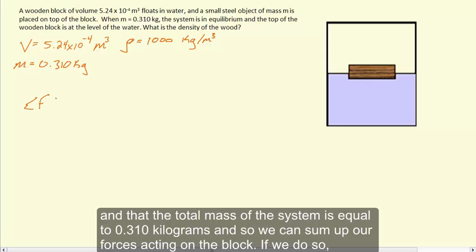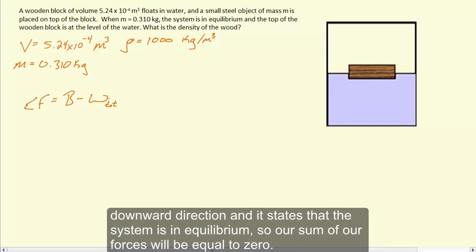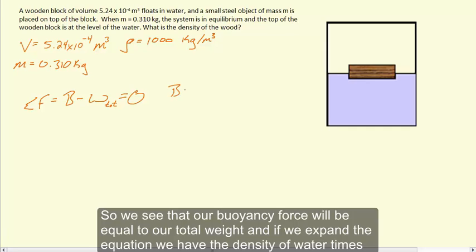And so we can sum up our forces acting on the block. If we do so, we see that we have the buoyancy force acting in a positive upward direction and the total weight of the system acting in a downward direction. And it states that the system is in equilibrium, so the sum of our forces will be equal to 0. So we see that our buoyancy force will be equal to our total weight.